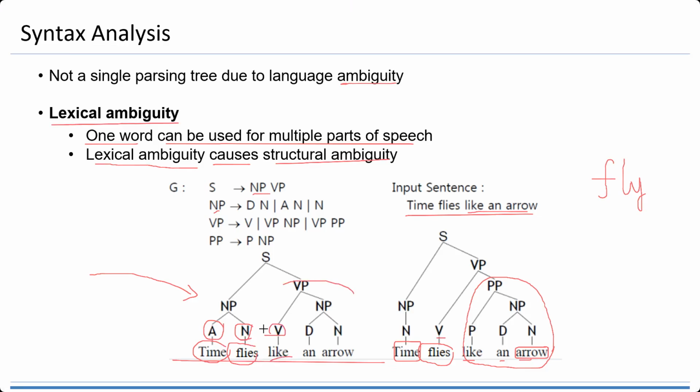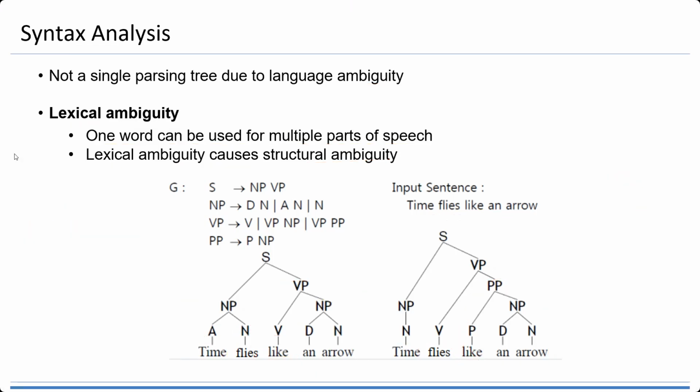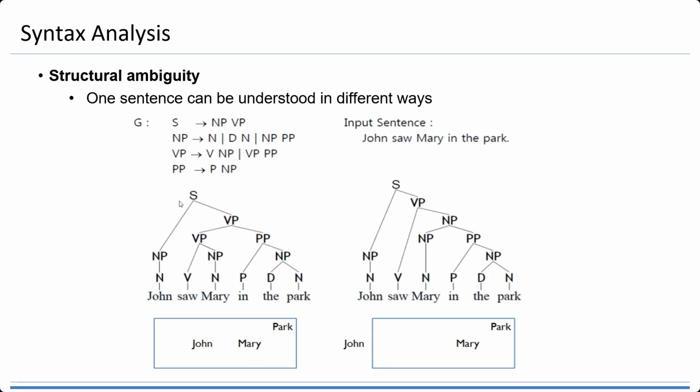So this is a verb phrase, and in this case, we are defining it as a noun phrase. But here we are defining it as another preposition. So this thing can happen when you do syntax analysis. And also the structure can have some ambiguity. One sentence can be understood in different ways. For example, John saw Mary in the park.